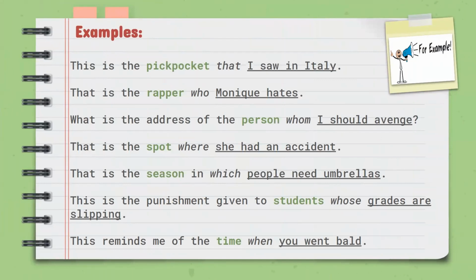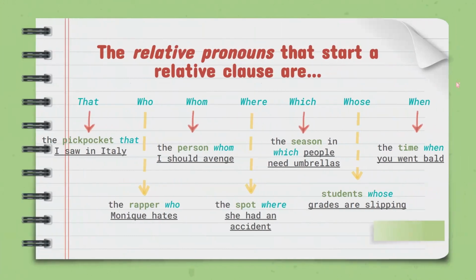So first we have, this is the pickpocket that I saw in Italy. As you guys can see in the other examples here, the ones in green are the nouns, what is in italics are the relative pronouns, and finally, what's underlined is what's modifying the nouns. So I'm going to introduce some relative pronouns that start a relative clause, which are that, who, whom, where, which, whose, and when. You guys can see some examples down below, which are also in the previous slide.